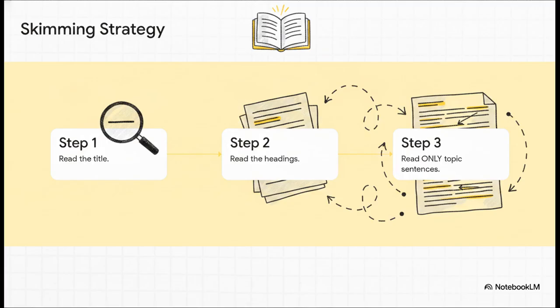Here's how it works. Step 1, read the title. Step 2, read the headings. And step 3, read only the topic sentences of each paragraph. Just doing this allows you to build a complete, highly accurate mental outline of a massive academic text without actually having to read every single word. It's a total game changer.